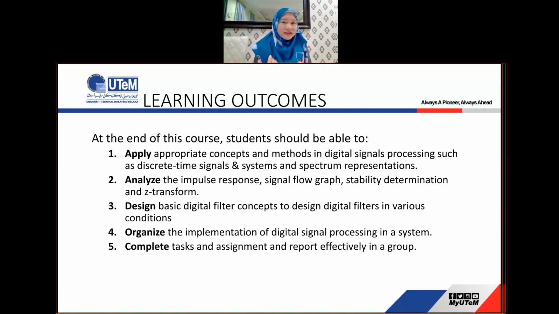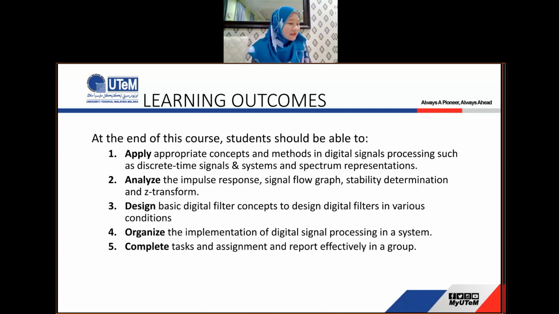So what is digital signal? Before this you have learned signal and system, right? In your second year. So this is the continuity of the analog signal and system, but in digital mode. If before this you learned signal and system in analog, so now you will learn that the analog signal will be converted to digital, and we call it digital signal processing.